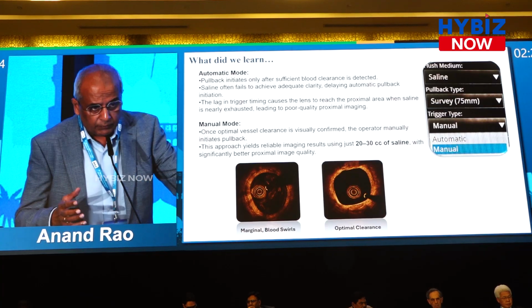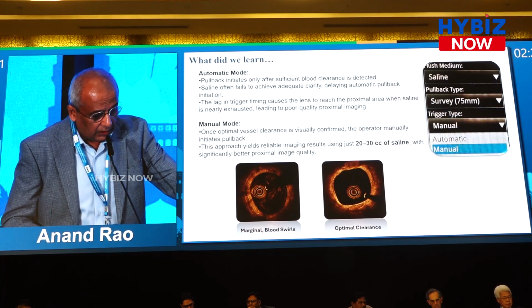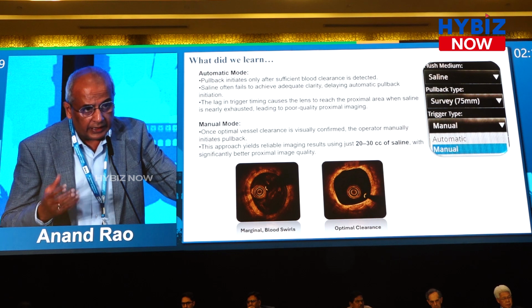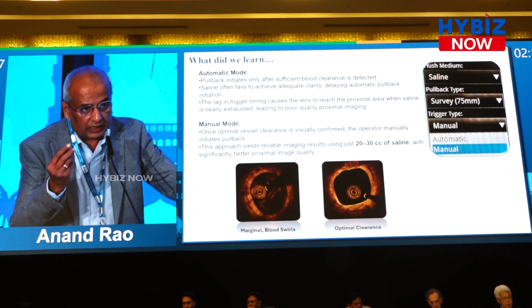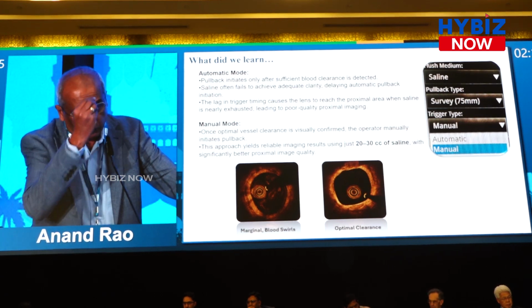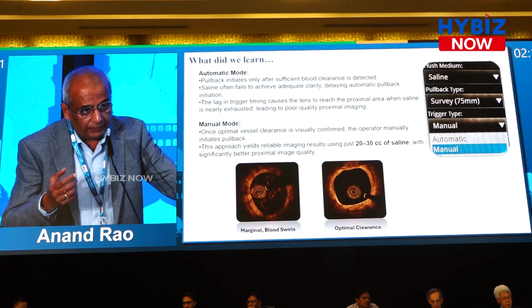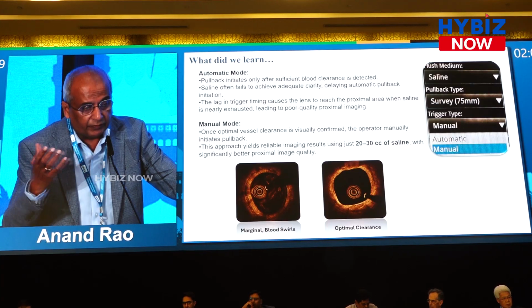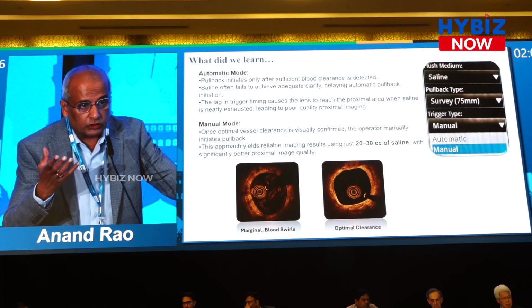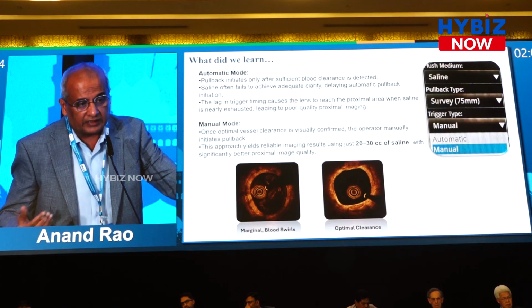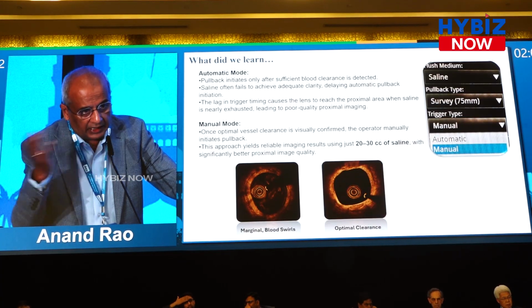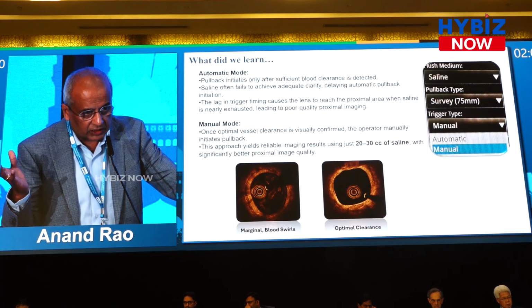So you have to understand automatic mode and manual mode. Automatic mode takes 50 cc of clearance for the lens to start moving proximally. If you're injecting saline in automatic mode, 50 cc is difficult to achieve. By the time it starts moving, your saline is depleted, and you end up missing the proximal segment.